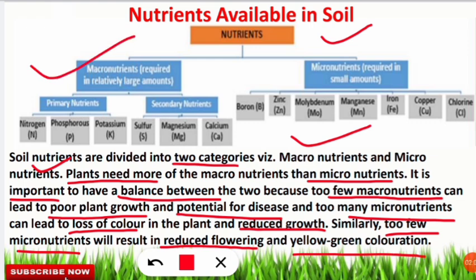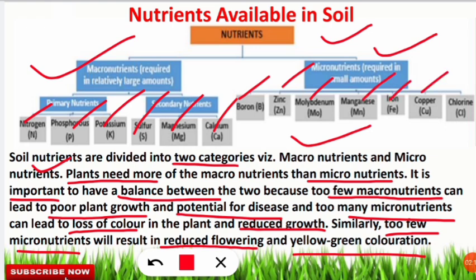So macronutrients are majorly nitrogen, phosphorus, potassium, sulfur, magnesium and calcium ions, whereas micronutrients are boron, zinc, molybdenum, manganese, iron, copper and chlorine. If you want to know the technique to remember the micro and macronutrients, you can check the link given in the description below.